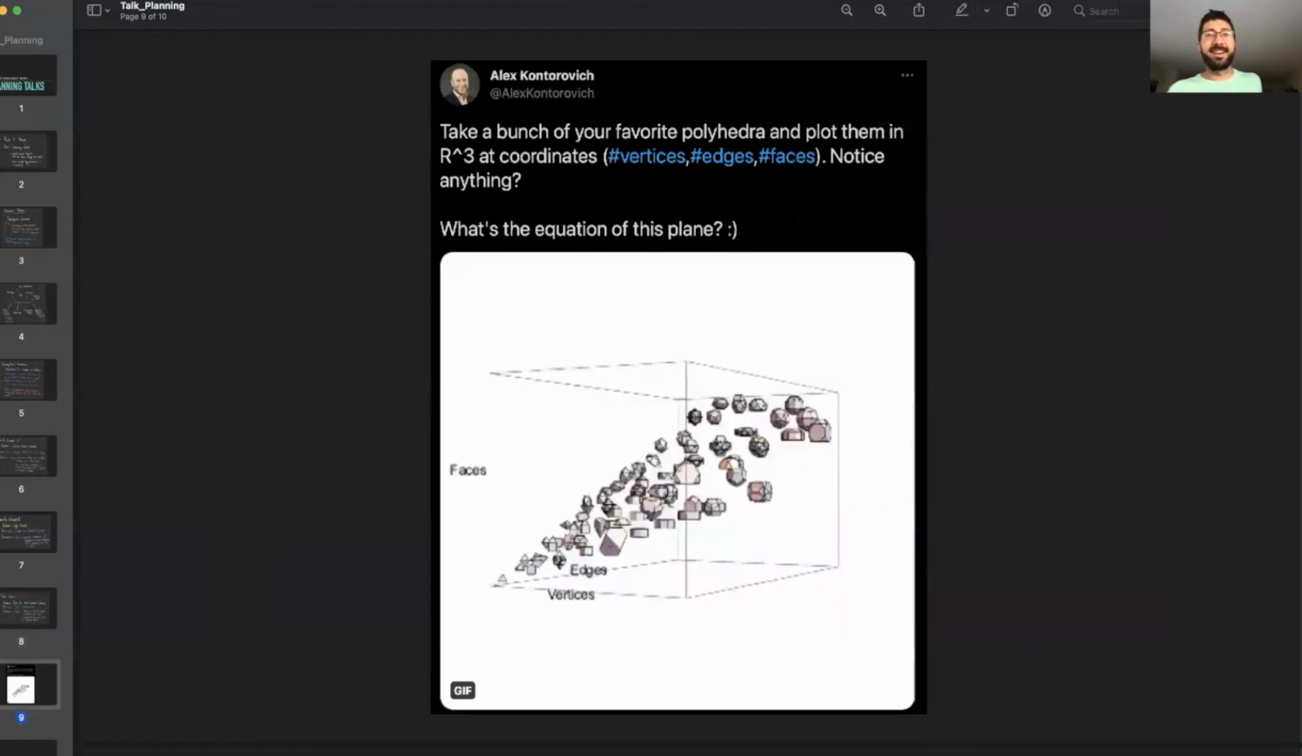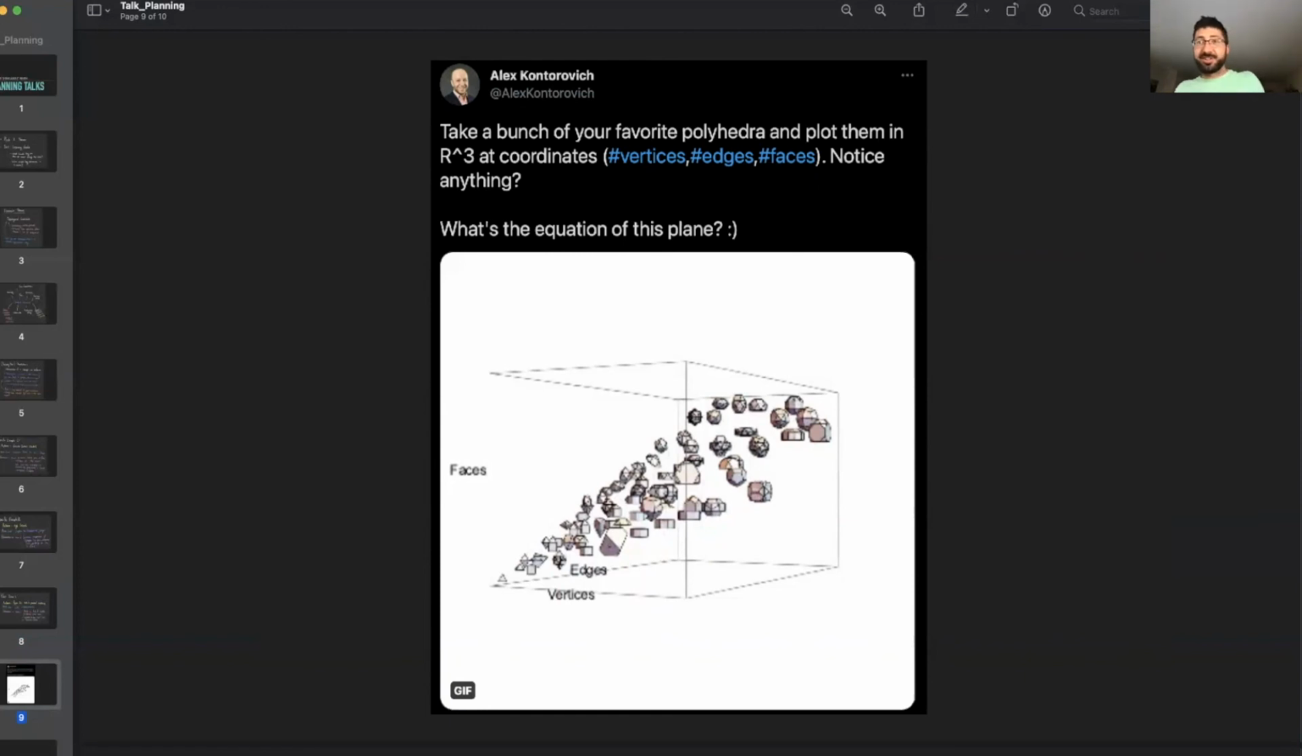Here is an awesome idea of Alex. Plot a bunch of polyhedra. Take all the polyhedra you know, maybe all the Archimedean solids or more. They don't even have to be very regular. Plot them all in R3, where the coordinates of a polyhedron are its number of vertices on the x-axis, its number of edges on the y-axis, and its number of faces on the z-axis.